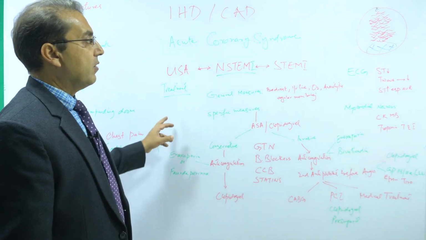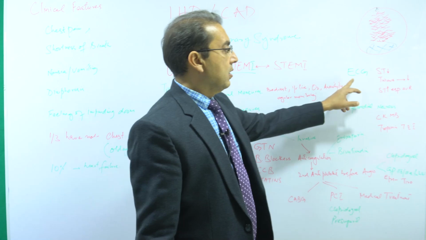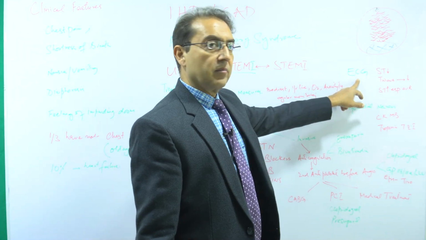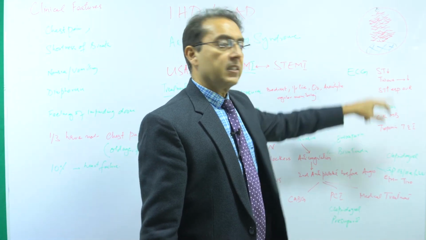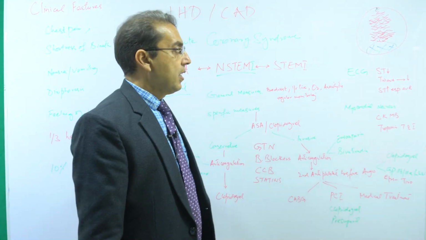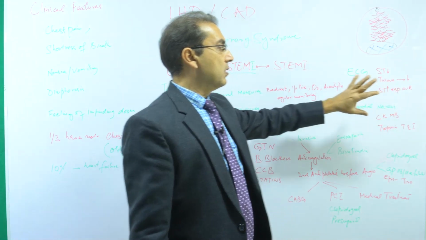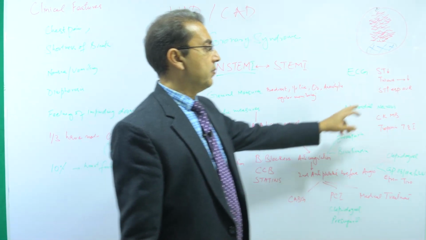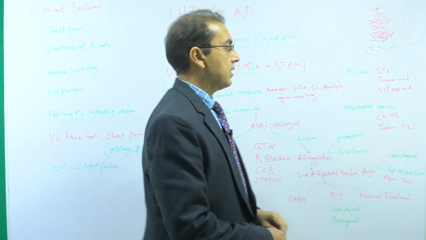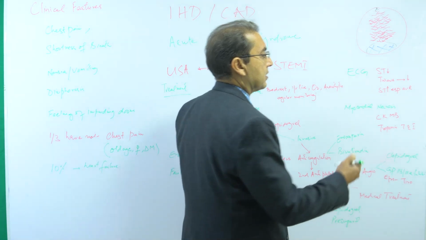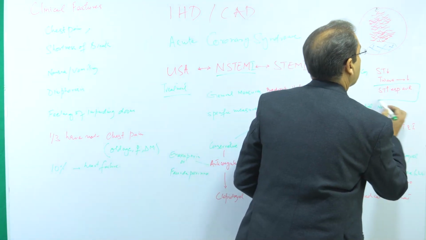Now, when we investigate these patients, the first investigation is the ECG. ECG may show ST segment depression. It may show T-wave flattening or T-wave inversion. Sometimes when patients have extensive infarction, there may be ST elevation. But as I already mentioned, we will discuss the ST elevation MI separately.